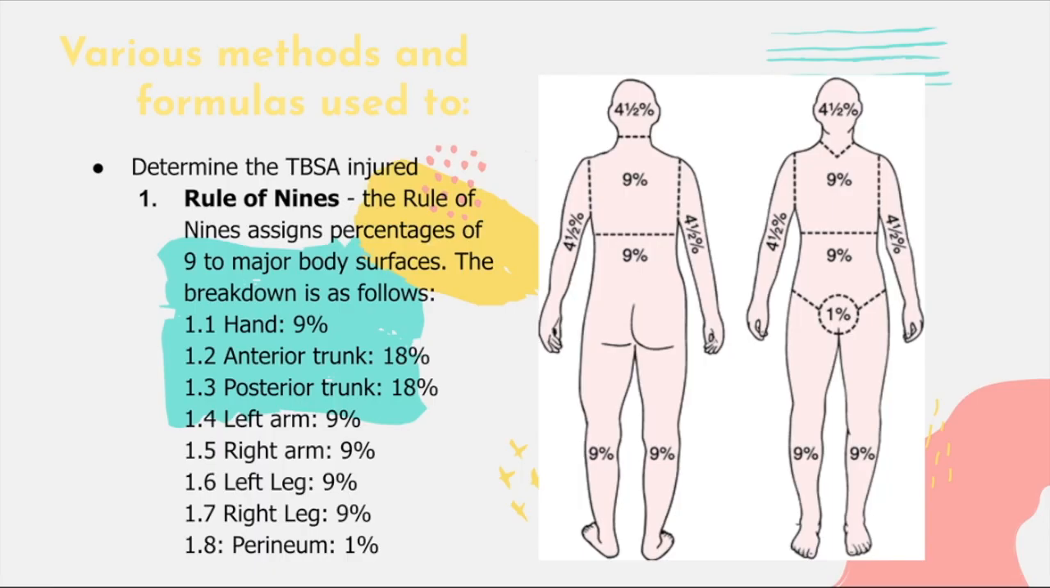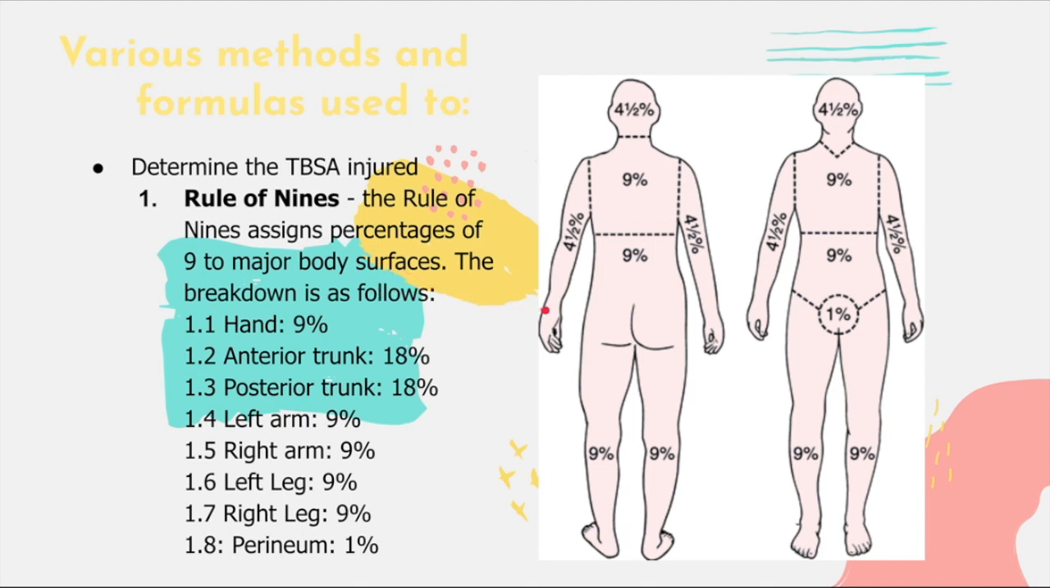So next, we will talk about the various methods and formulas used to determine the TBSA injured. The first one is the rule of nines. Listeners, this should not be new to you, as we have discussed the rule of nines in previous years. The rule of 9 assigns percentages of 9 to major body surfaces. The breakdown is as follows.